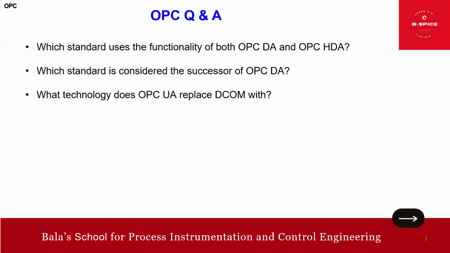What technology does OPC UA replace? What technology does OPC UA replace DCOM with? Basically, here OPC UA replaces DCOM with SOAP. What is SOAP? It is the Simple Object Access Protocol. It is a messaging protocol that allows programs running on different operating systems to communicate with each other.